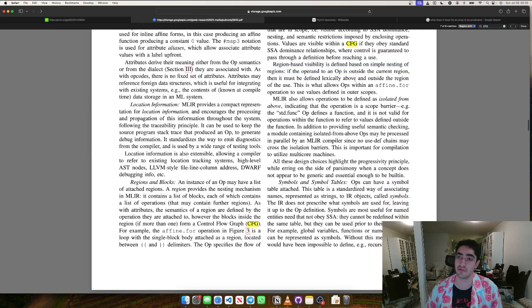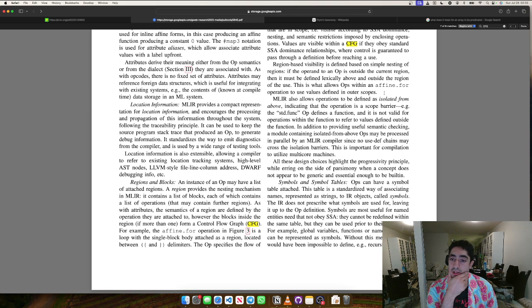Region-based visibility is defined based on simple nesting of regions. If the operand to an operation is outside the current region, then it must be defined lexically above and outside the region of the use. This is what allows operations within an affine.for operation to use values defined in outer scopes.